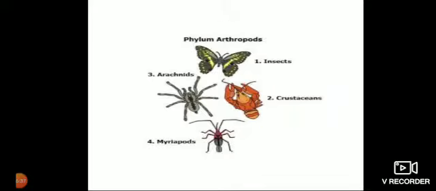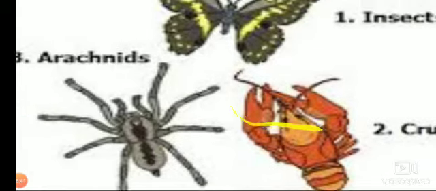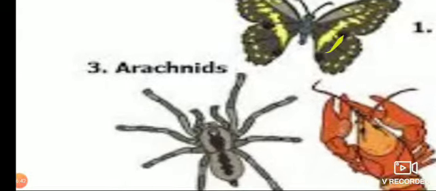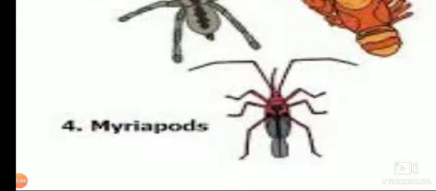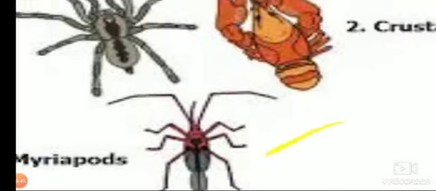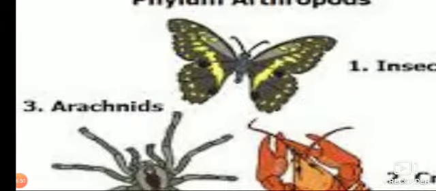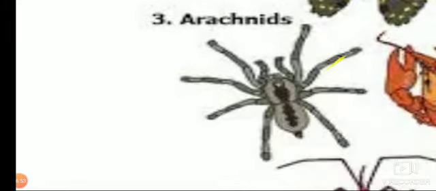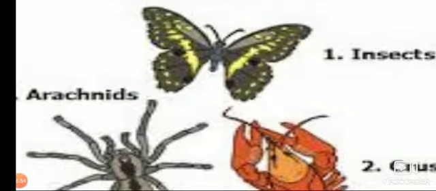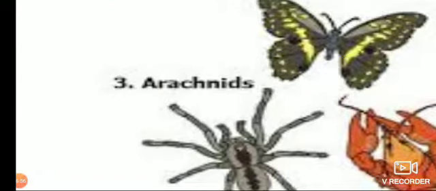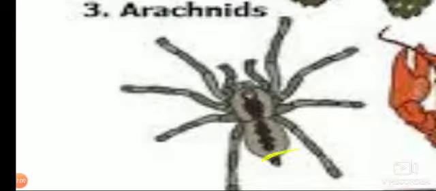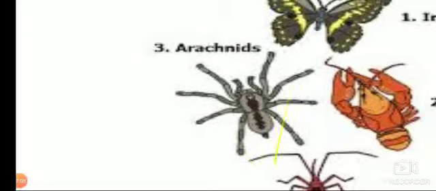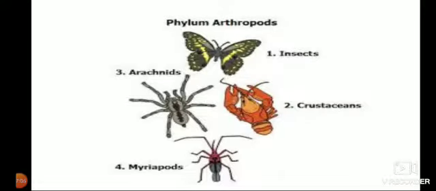They are edible also. Now in the picture you can see a lobster, butterfly, spider. Then there are a number of arthropods, with wings present or wings absent. In butterfly, 3 pairs of legs are present, and in the case of spider and scorpion, 4 pairs of legs are present.